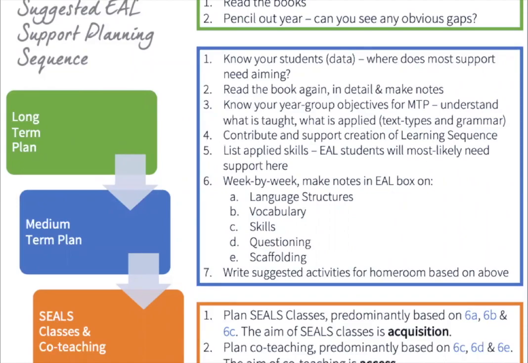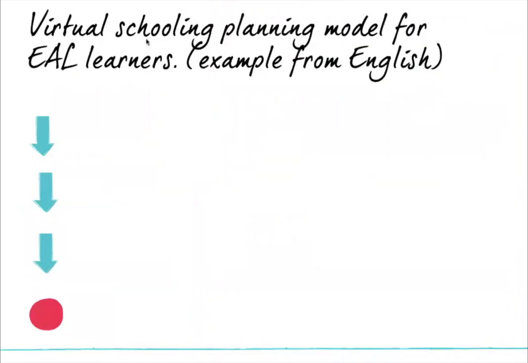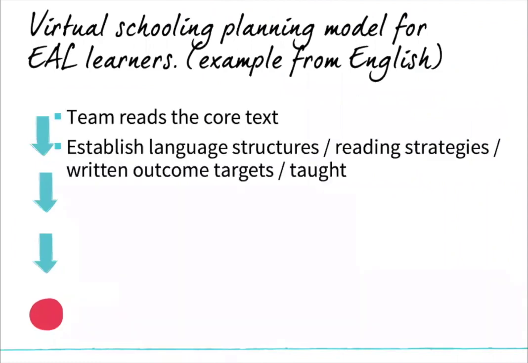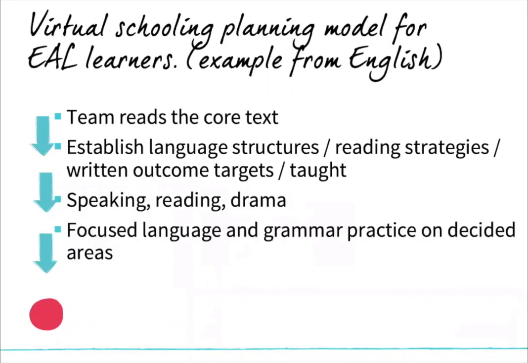And the way we've moved towards now for our virtual schooling, the planning model is quite similar. So we read the core texts, and then we establish what language structures, reading strategies, and written outcomes are to be considered. We consider the taught content versus the applied content. So what is the actual teaching? What is the applied? We actively plan in speaking. We actively plan in reading out loud and drama activities. And there is also focused language and grammar practice on decided areas.